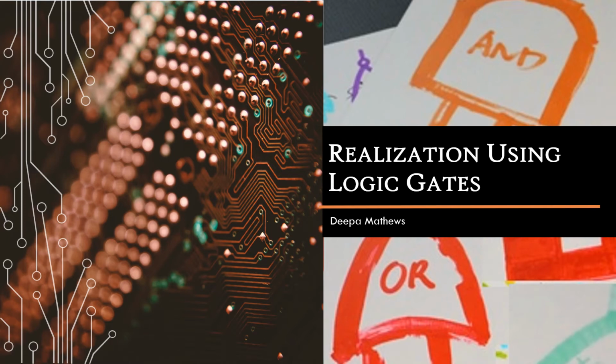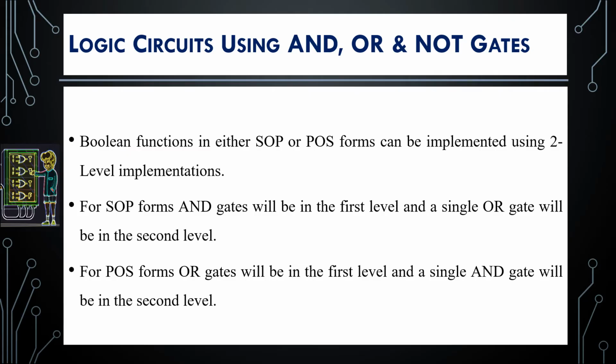Hello, my dear students. Through various videos, we already discussed the logic gates, the Boolean functions, the SOP and POS expressions, etc. Right? In this video, we are going to discuss how we can implement a Boolean function using logic gates. Boolean functions in either sum of product forms or product of sum forms can be implemented using two-level implementations. It can be implemented using two-level AND-OR implementation or using two-level OR-AND implementation.